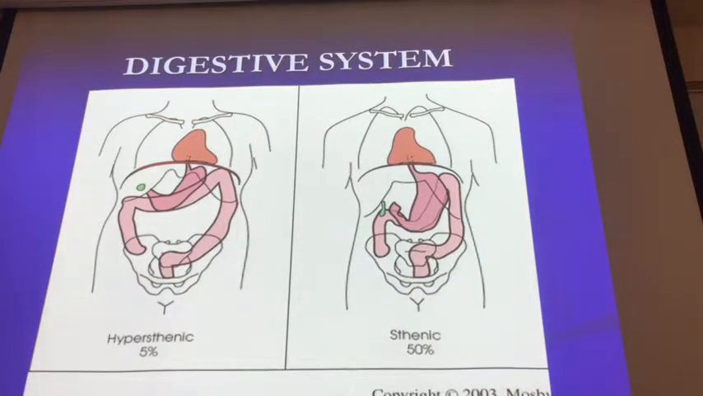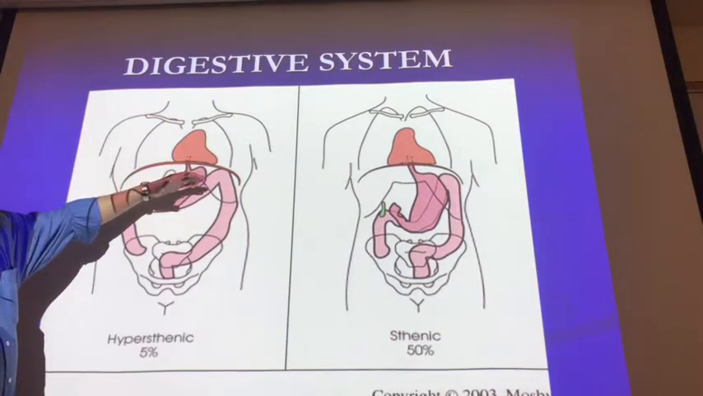So you have the hyperstenic. This is the person that is typically wide, and it doesn't mean that they are fat or overweight. It just means that their structures are wide, and so everything is higher than usual.